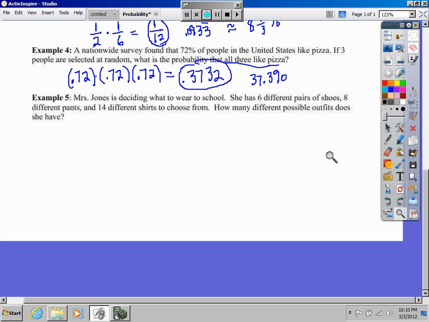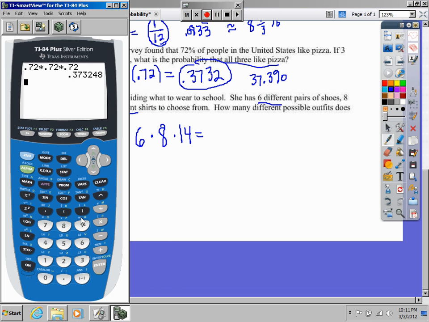Okay, last example now. It says Mrs. Jones is deciding what to wear to school. She has 6 different pairs of shoes, 8 pairs of pants, and 14 different shirts to choose from. How many different possible outfits does she have? Well, this is a combination problem. So she has 6 pairs of shoes and 8 different pants and 14 different shirts. What you do is you basically multiply the 3 together. So you take 6 times 8, multiply that by 14, and get the result, which is 672 possible outfits.